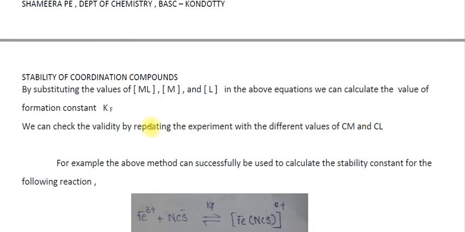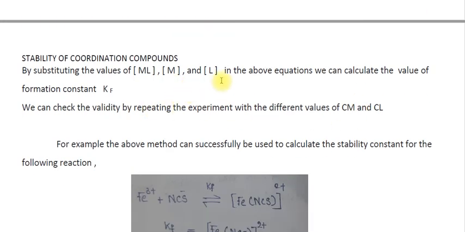ഇനി നമ്മൾ ഇതെല്ലാം സബ്സ്റ്റിറ്റ്യൂട്ട് ചെയ്യുന്നു. By substituting the values of ML, M, L in the above equation, definitely we can calculate the value of the formation constant KF. കാരണം KFന്റെ equation നമ്മൾ ഓൾറെഡി പറഞ്ഞിരുന്നു, ഫസ്റ്റ് ഇക്വേഷൻ ആയിട്ട് പറഞ്ഞിരുന്നു. We can check the validity of the experiment. നമ്മൾ എങ്ങനെയാണ് വാലിഡിറ്റി ചെക്ക് ചെയ്യുന്നത്? നമ്മൾ ഈ CM, CL വാല്യൂസ് എല്ലാത്തിനെയും നമ്മൾ റിപ്പീറ്റ് ചെയ്ത് ഡിഫറെൻറ്റ് വാല്യൂസ് കൊടുക്കുന്നു. We can check the validity by repeating the experiment with different values of CM and CL.